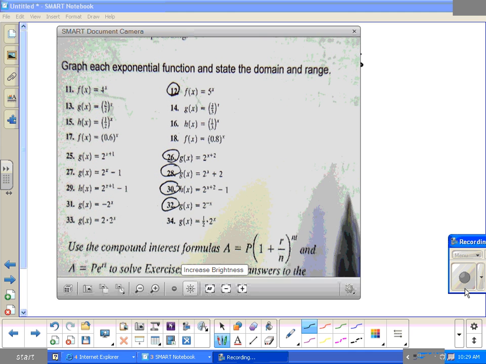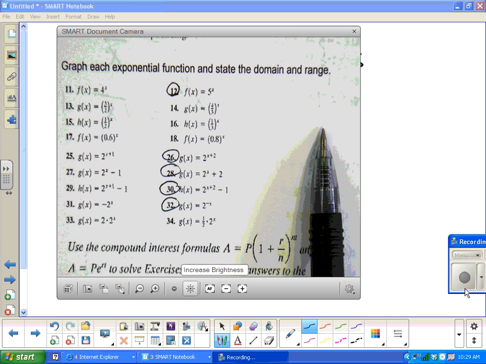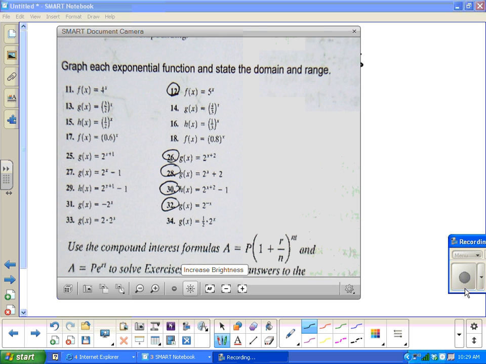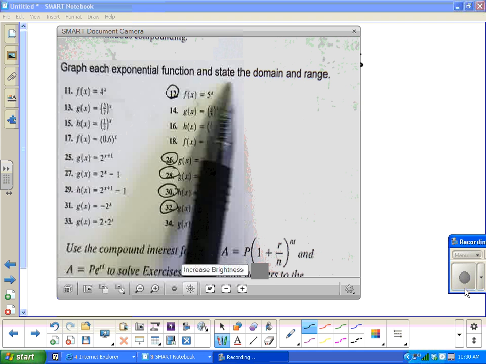So remember what we did there? What makes the exponent 0? What makes the exponent 1? And then the horizontal asymptote. Graph them. It says graph it, and then find the domain and range.